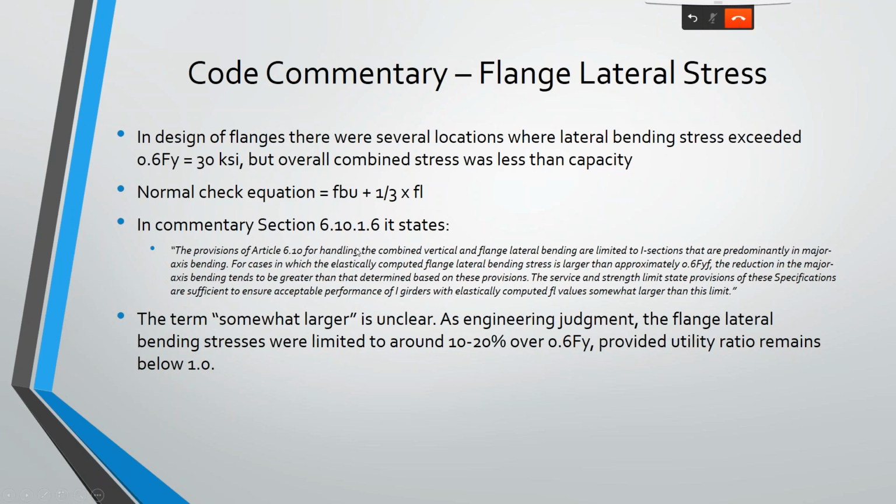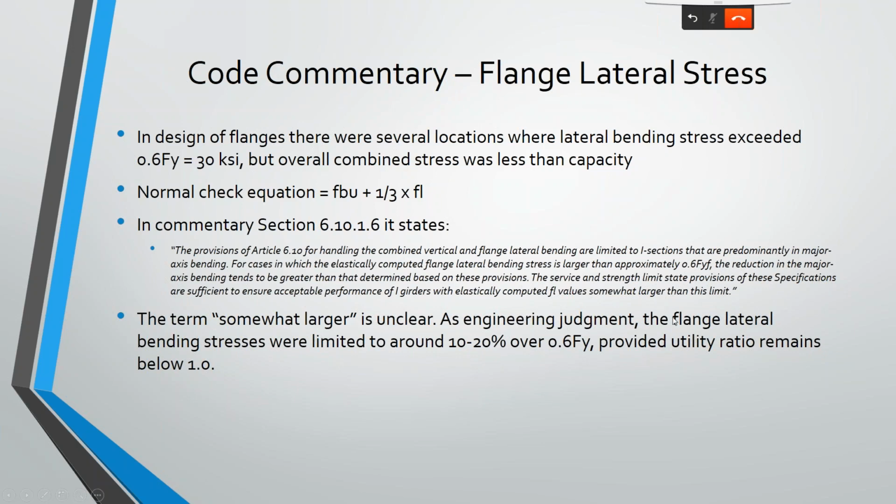And going into the commentary of AASHTO, it has a somewhat annoying definition as far as this goes. What it's really saying is that in cases where it's computed elastically and the stress is larger than 0.6 FY, the reduction in major axis bending tends to be greater than that determined based on these provisions. Service and strength limit state provisions of these specifications are sufficient to ensure acceptable performance of I-girders with elastically computed values, and this is the annoying part, somewhat larger than this limit. And they really don't define this at all in the code or the commentary.